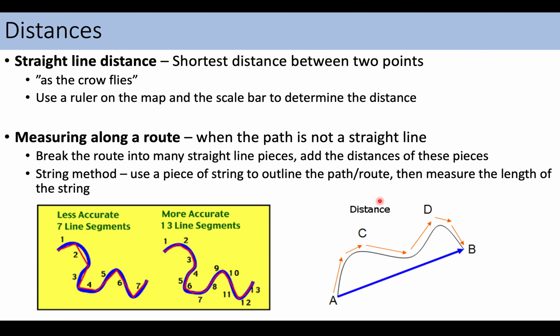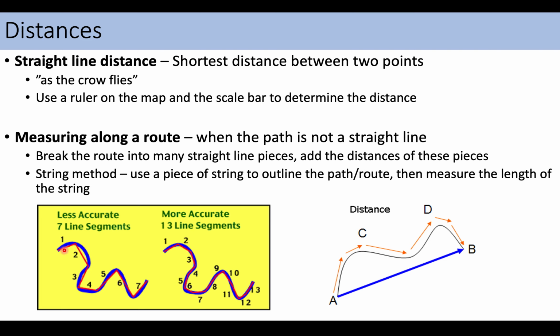Now, another way to measure distance is if you're not looking for a straight line, if you're not looking for that shortest distance from A to B, but you're looking, let's say, along a river or along a road. That means you're measuring along some kind of route and the path is not straight. So what you want to do is break that wiggly line into many, many straight lines. The more line segments you can add, the more accurate your measurement is going to be.